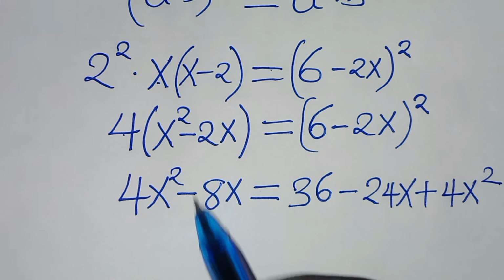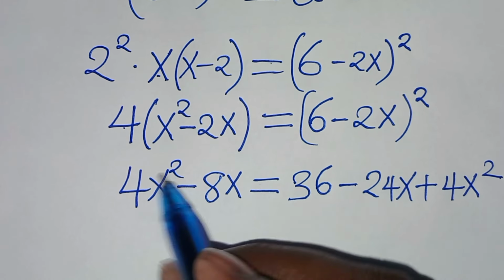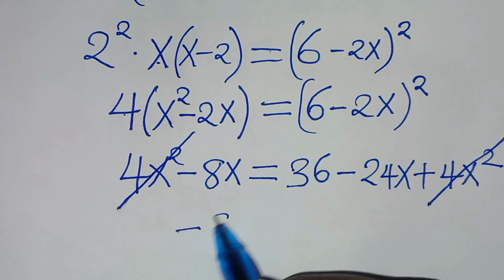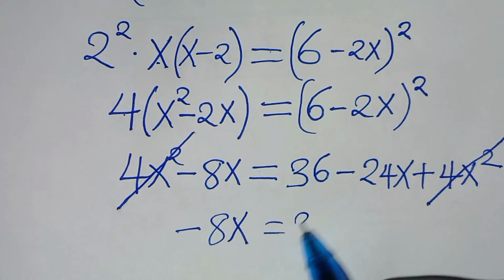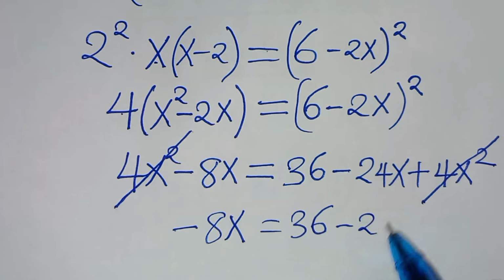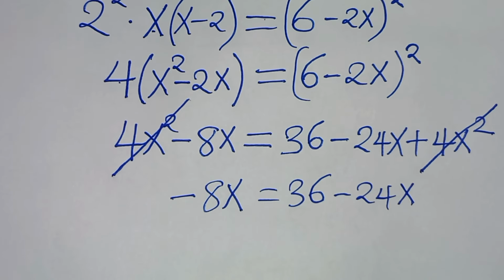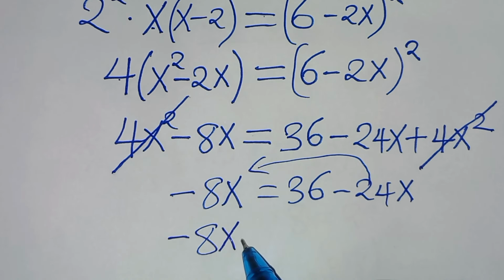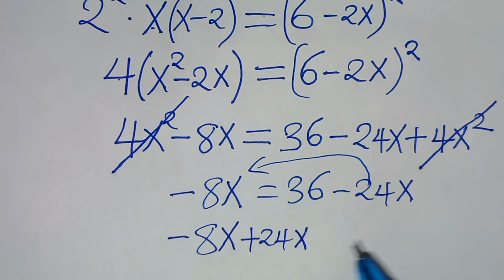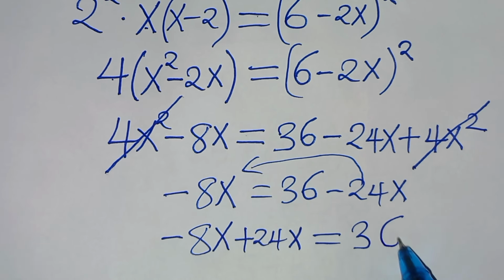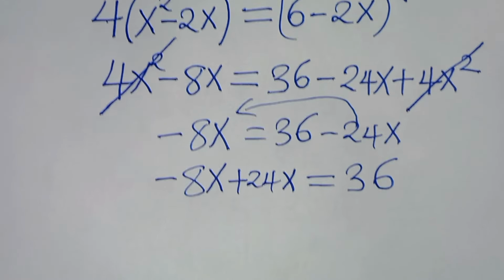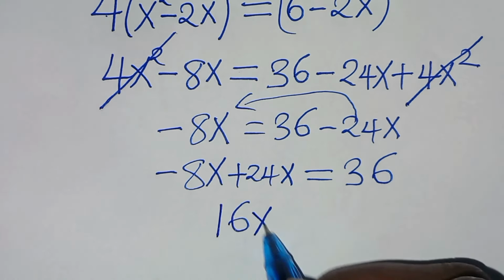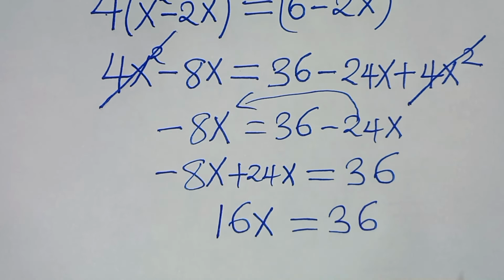Let's take 4x squared minus, now 4x squared here and 4x squared here simplify, so that we have minus 8x. This is equal to 36. Subtract 24x. So let's take minus 24x on the left hand side so that we have minus 8x plus 24x, so that this is equal to 36. So minus 8x plus 24x, this is equal to 16x, and this is equal to 36.